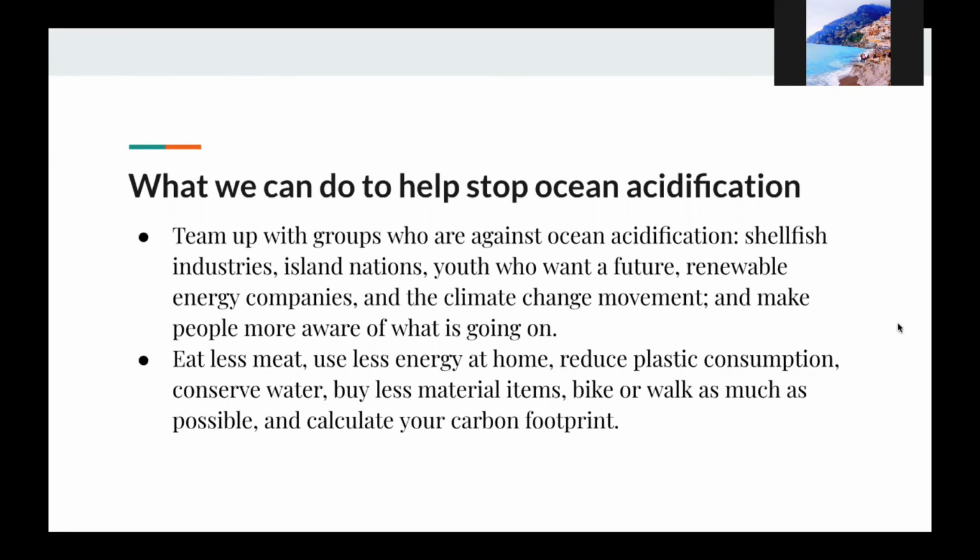And the last thing we can do is bike or walk as much as possible, because when you're driving, you're releasing fossil fuels into the atmosphere. Cars use gas, and gas has CO2 in it, which, as we know, is the major contributor to ocean acidification as well as climate change. One way you can figure out how much of all these things you're doing is to calculate your carbon footprint, and in the follow-up email after this video, we will send you information about how to do that, and you can learn how to reduce your impact.